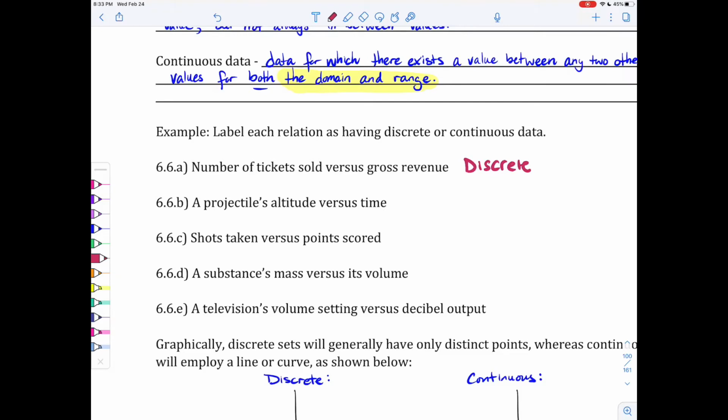We've got a projectile's altitude versus time. So a projectile, I've thrown something or it's flying through the air. And we're talking about how high it is in the air over time. As a general default, time tends to be continuous. That's something that Ms. T said as we were talking about continuous data. And then altitude, that's a measurement of really length or distance.